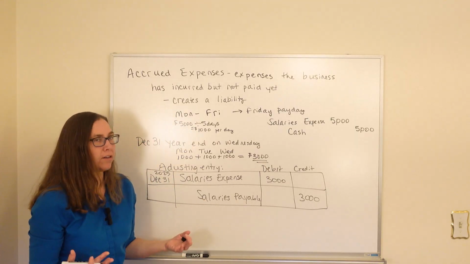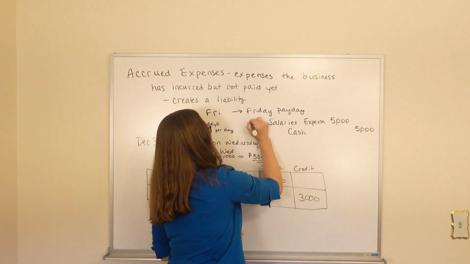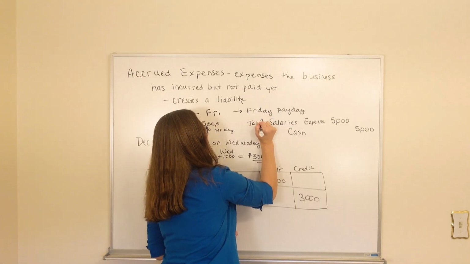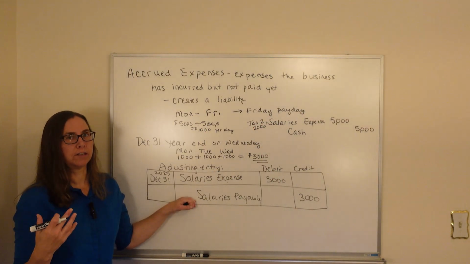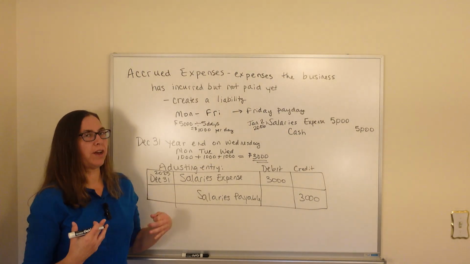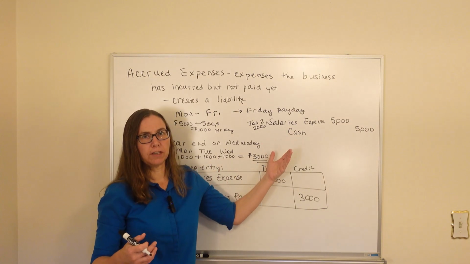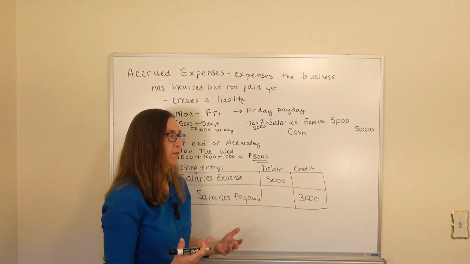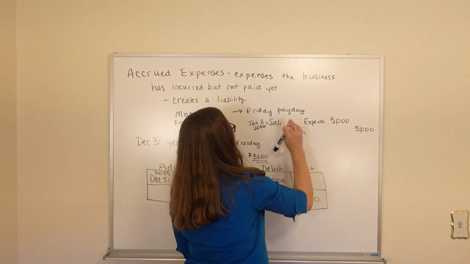So 2 days later on Friday will be January 2nd, 2026. So that's why you're crediting salaries payable instead of cash, because you haven't gotten to Friday yet. And then that's, of course, going to change your entry on Friday when you actually write the paychecks and pay the employees. So let me erase this.